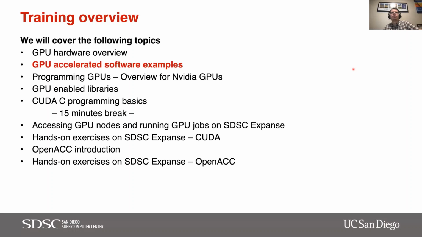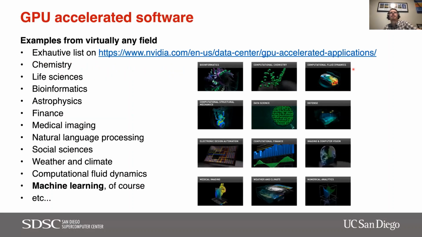I might be going too slow, or I'm talking too much. Let's look at some software examples. We will go quickly through that. There are examples now from virtually any field, so there's not much to talk about. Lately, it's become very popular to do machine learning on GPUs, but you have any other applications, any other field, numerically intensive, data intensive, that has some codes ported to GPUs.